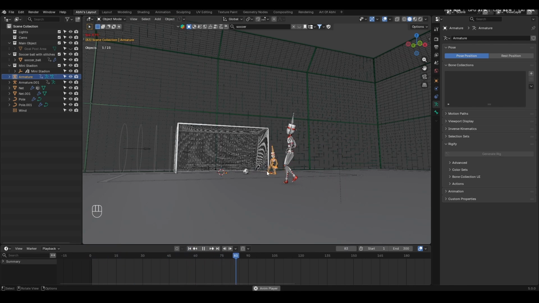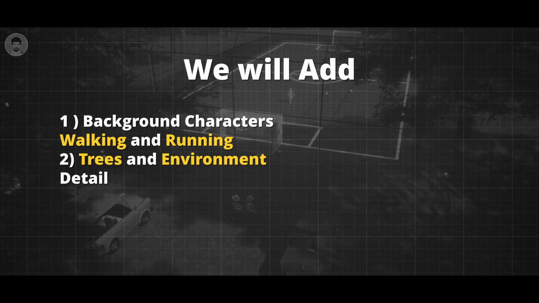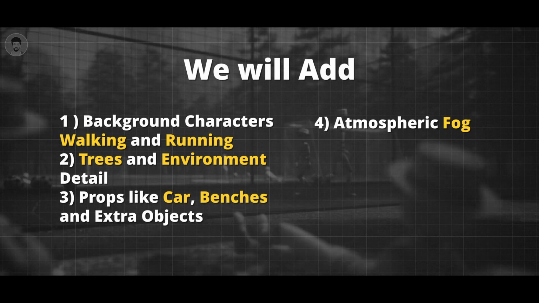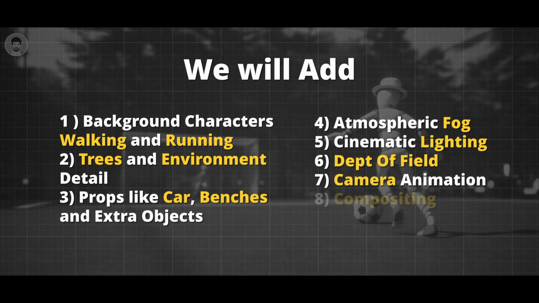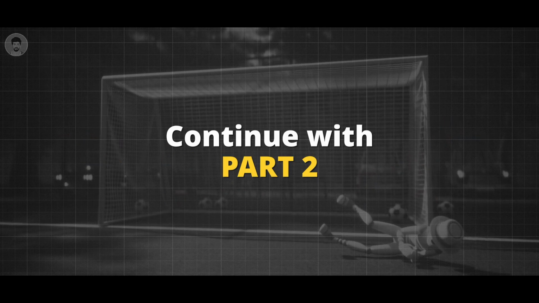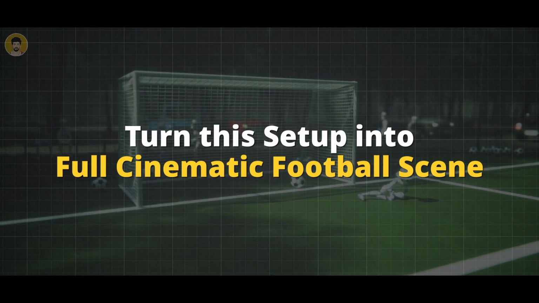In the next and the final part too, we are going to take this scene much further. We will add background characters walking and running, trees and environment detail, props like car, benches and extra objects, atmospheric fog, cinematic lighting, depth of field, camera animation, and the final compositing to get that film-like look. So make sure you continue with part 2 where we turn this setup into a full cinematic football scene.